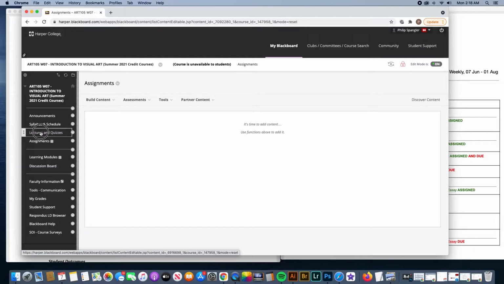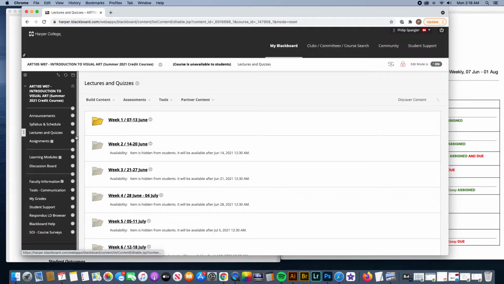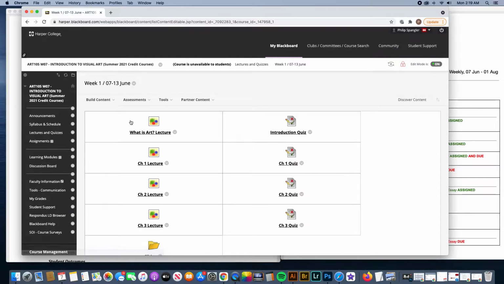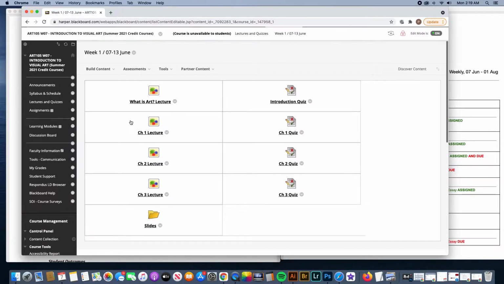Now let's navigate back to this week. This week, you're going to click on week 1, the 7th to 13th of June, the 7th being Monday, the 13th being Sunday. So for all intents and purposes for this class, the week begins on Monday and ends on Sunday. Click on that and you'll see it organized something like this.